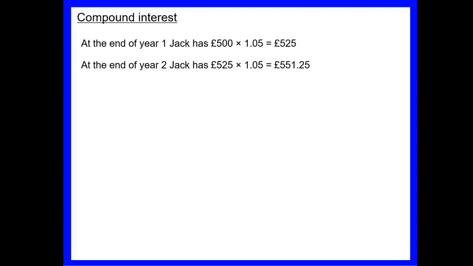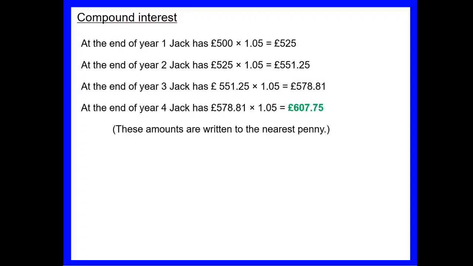We do the same for the third year. So the third year, again, we've started with our new amount. We've ended with £578.81. The fourth year, starting with our new amount, we end up with £607.75 to the nearest penny. So after 4 years, he's got £607.75.